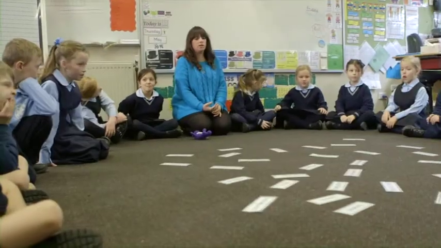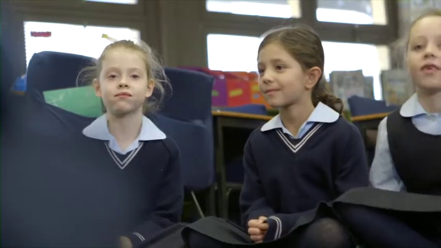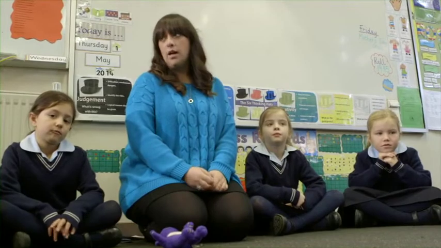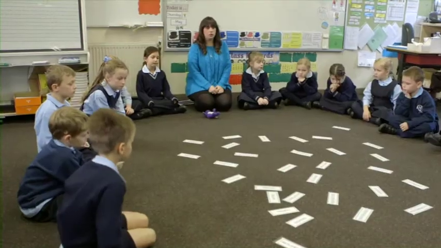Okay, while I'm talking, I just want you to have a look at the cards in the centre of our circle. And in a minute when I count to 3, I'm going to ask you to pick up one of those cards, and that card is going to say how you would like to be treated in the playground. All right, 1, 2, 3.